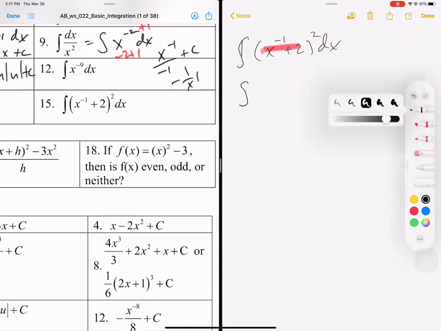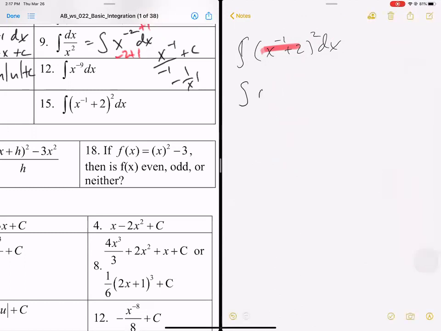So if I take the integral, and then if I expand the problem out, it's going to be x to the -2 power plus 2 and 2 make 4, x to the -1 power plus 4 dx. Okay? Because this is x to the -1 plus 2 and x to the -1 plus 2. And if I multiply these together, that becomes x to the -2.